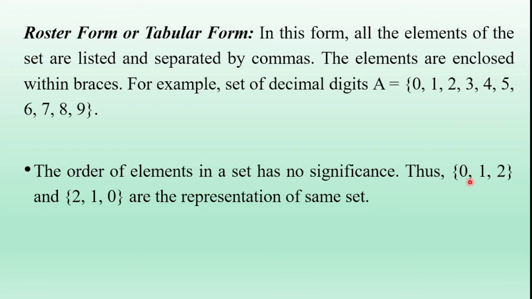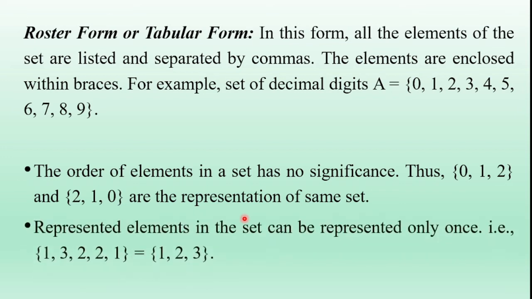For example, {0, 1, 2} is one set and {2, 1, 0} is another set. The order of the elements in a set has no significance. So these two sets are representations of the same set. Another important point is that elements in a set can be represented only once.